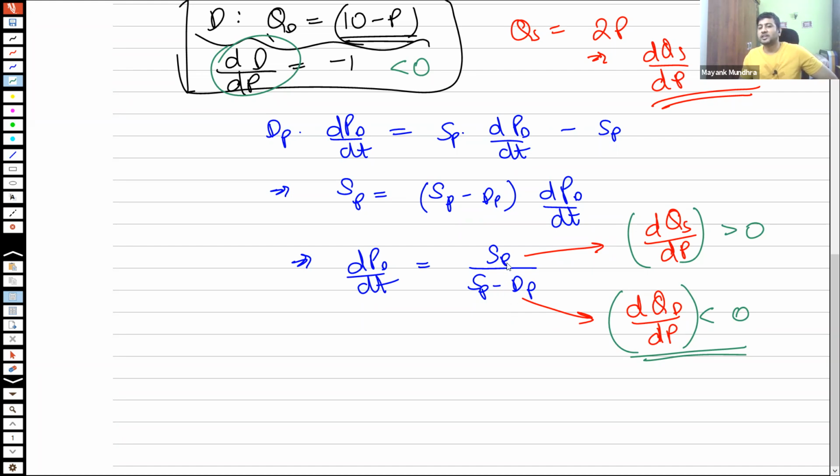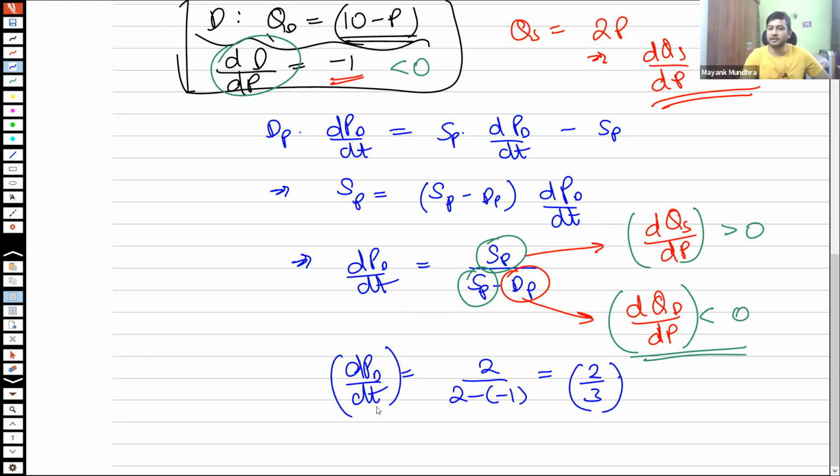So SP is going to be a positive thing, whereas DP is going to be a negative thing. So SP, like in this case, is 2, and DP, like in this case, is -1. So if we use those numbers, we see that dPd by dt is actually equal to 2 upon 2 minus -1, which is 2/3.